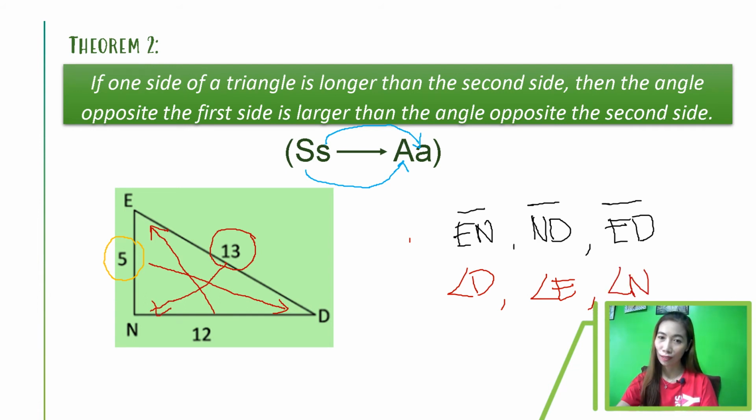So, ganun lang siya kasimple. Once alam nyo kung nasaan ang longest side, alam nyo rin kung nasaan ang, or kung ano ang biggest angle. So, that is theorem number 2. Okay, so let's have an example.